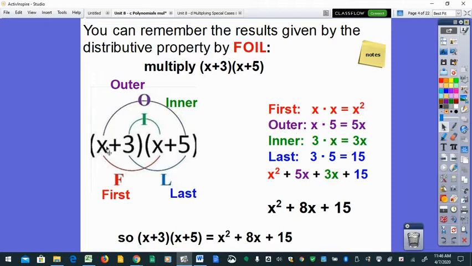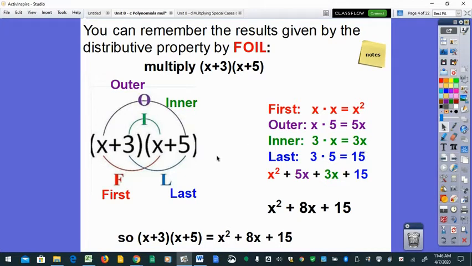So imagine that these 4 terms are sitting in the back seat of a car. Who's by the windows? Who's on the outside? So the x here times the 5 there, and we get 5x. Now we're going to go to the 2 people squished in the middle. So the 3 times the x gives me 3x.